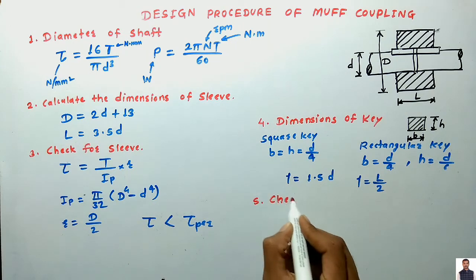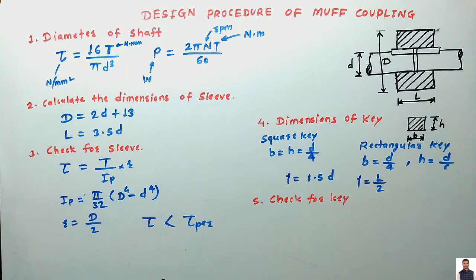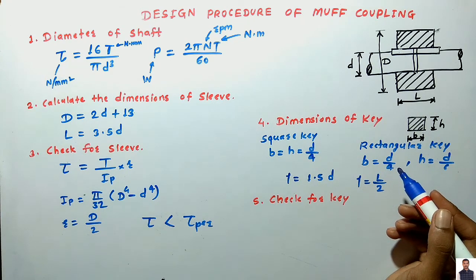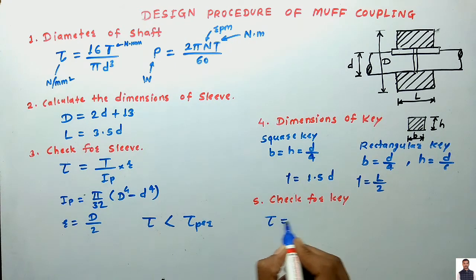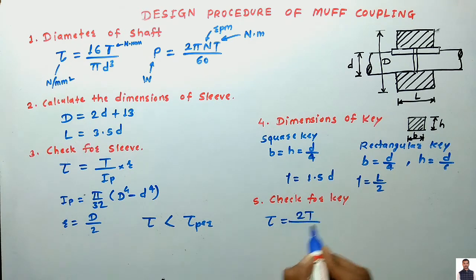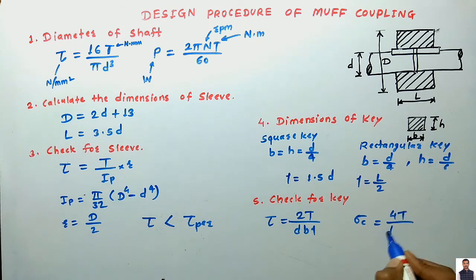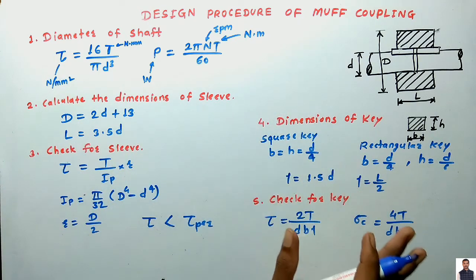The fifth step is check for key. For checking purposes, we know that the key fails due to torsional shear stress and crushing stress. So shear stress tau is equal to 2T divided by dBl, and sigma c is equal to 4T divided by dHl. So by using these two equations, you can check the design of key. So this is the overall design procedure of muff coupling.